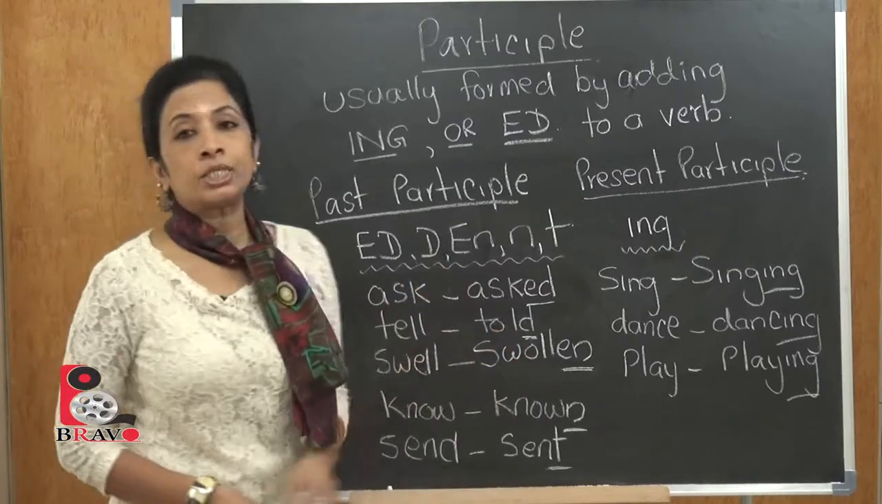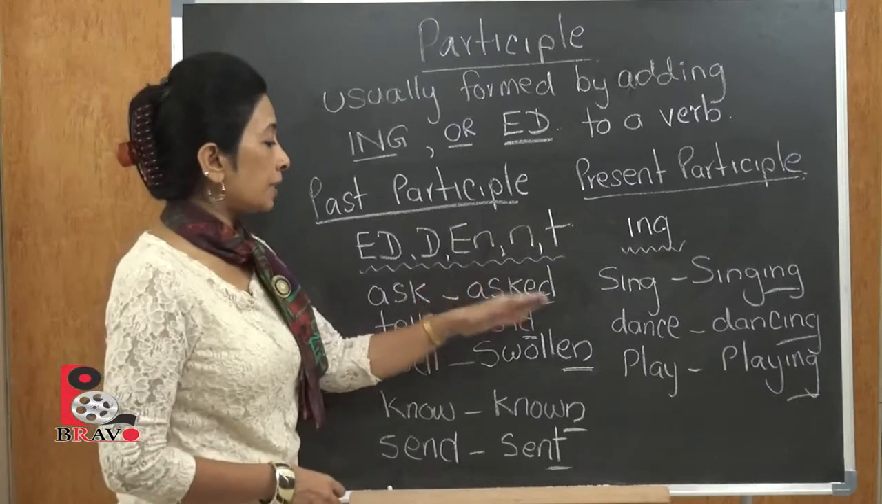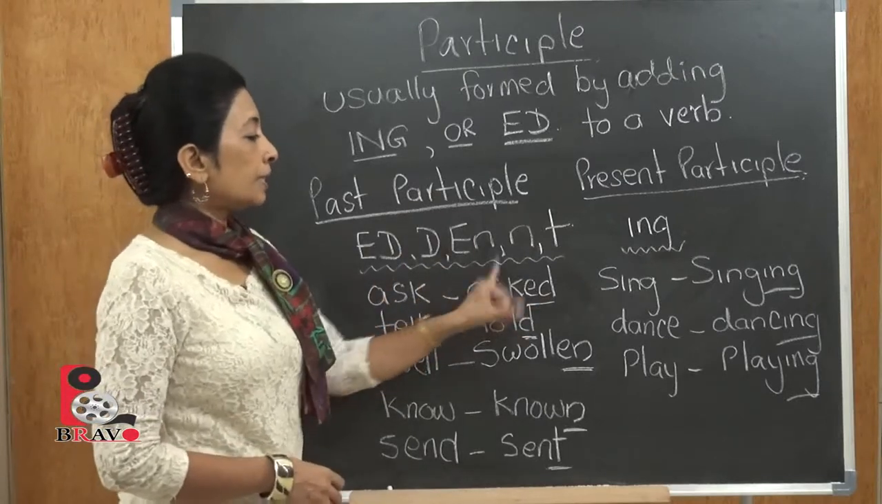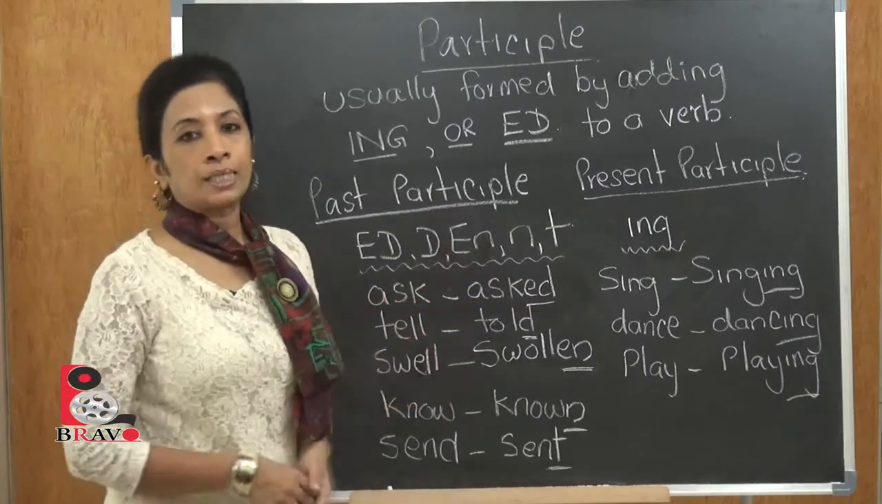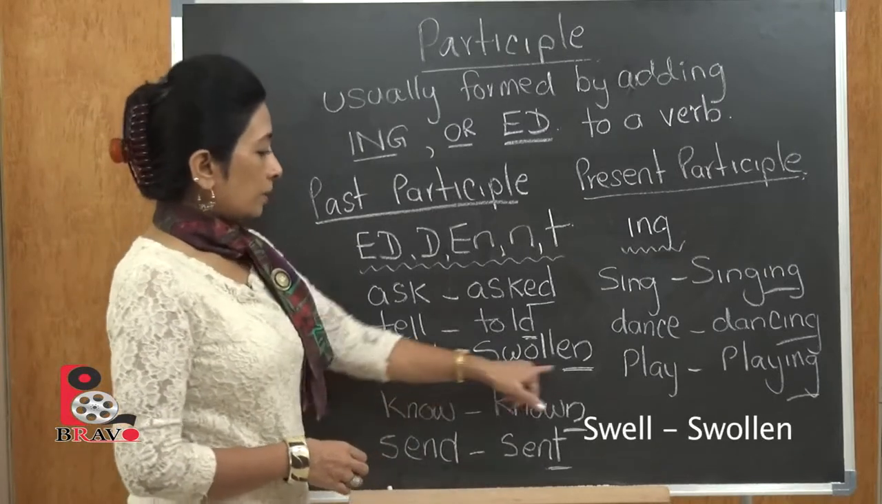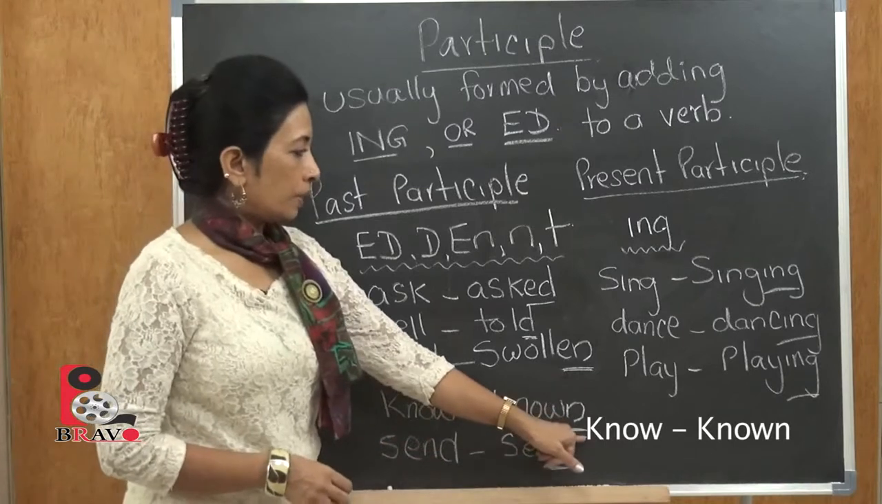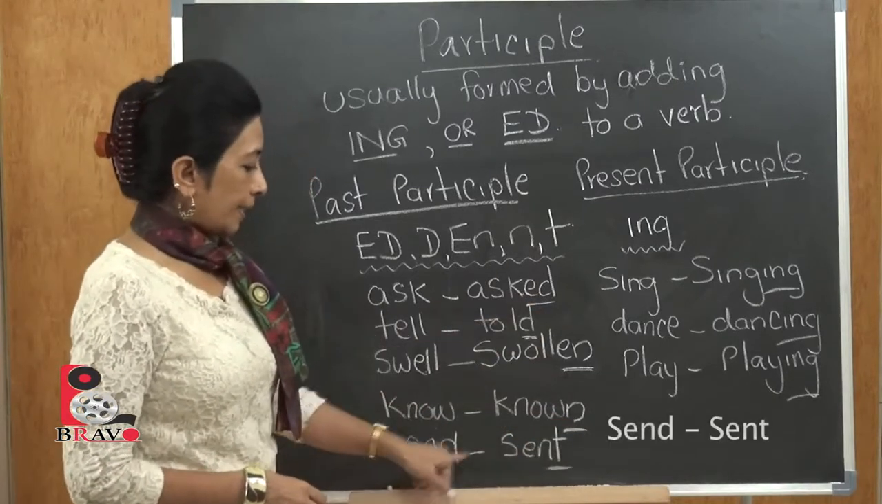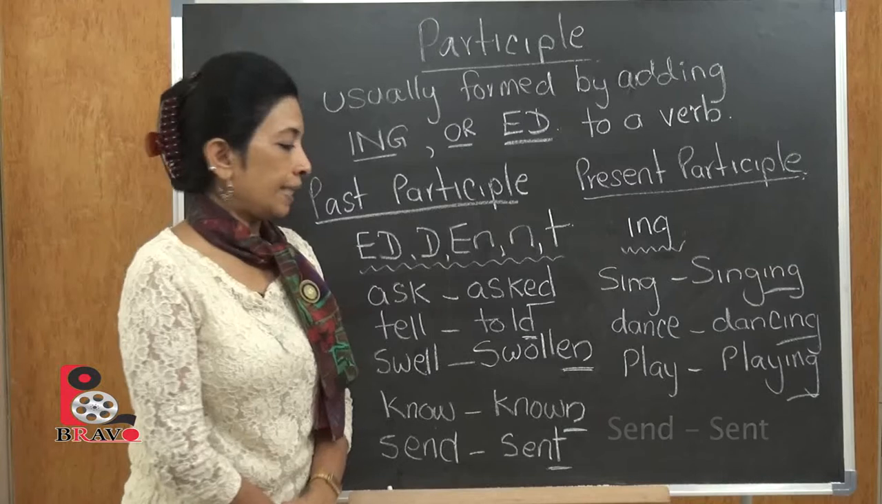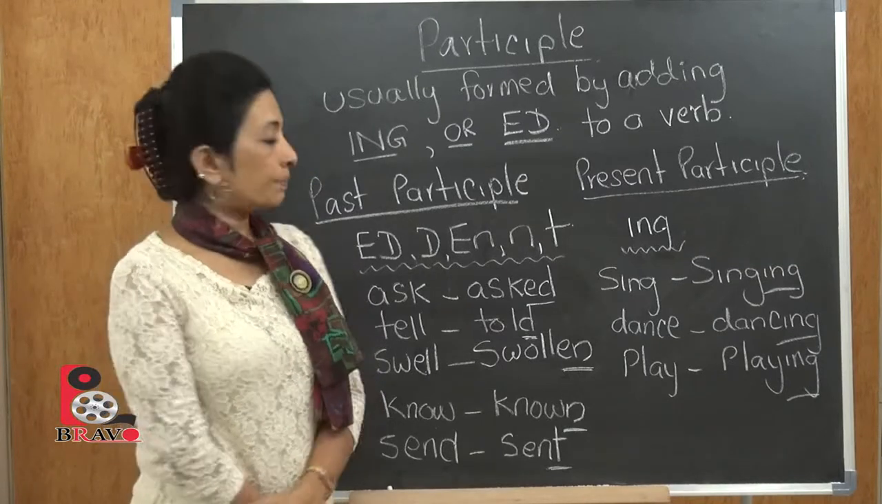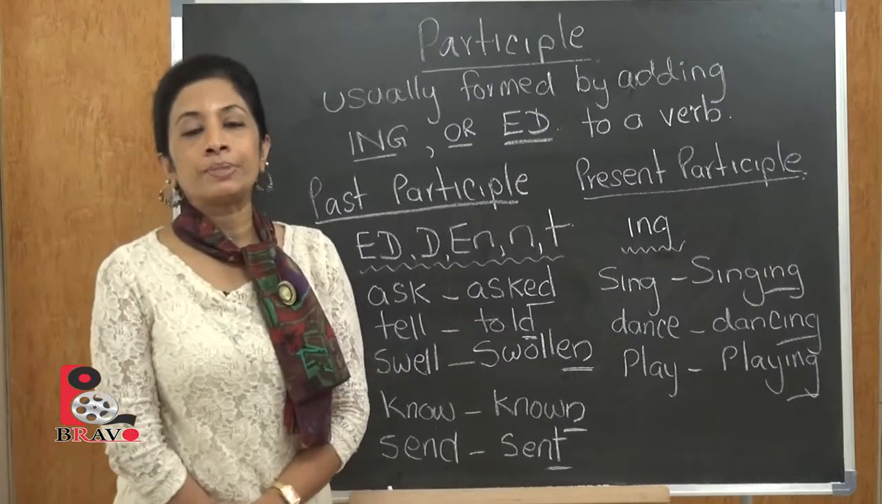So the tense is changing here. You can see the tense is changing. When the tense is changing, the spelling is changing and the pronunciation is changing. Swell, swollen with en. Know, known with an n, and send, sent with the t. So I've only given you one example, but you can look it up on the website for more.